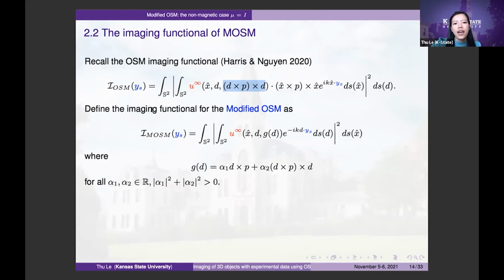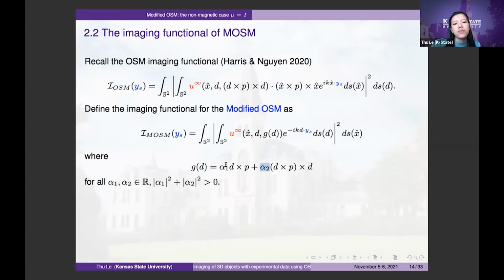So we define the imaging functional for the modified OSM, where the polarization can be a linear combination of D cross P cross D and D cross B, where alpha 1 and alpha 2 are some numbers. So this new imaging functional can be applied to more different types of polarization. The most general formula is when alpha 1 and alpha 2 are functions of D, but that case is very complicated.